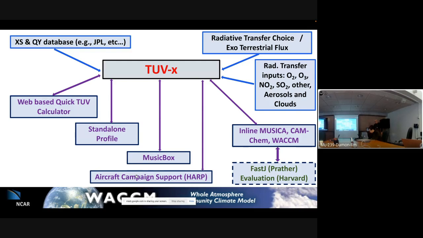And then this version of TUV will also support the aircraft campaigns, the CAS and HARP instrument that measures actinic flux. After we get this into TUV, the Harvard group is putting in the FastJ from Prather. I think, doing some comparisons here, because Michael's very good. He's had a lot of experience putting inline photolysis in global models, and we can just make sure what we've got going is accurate.